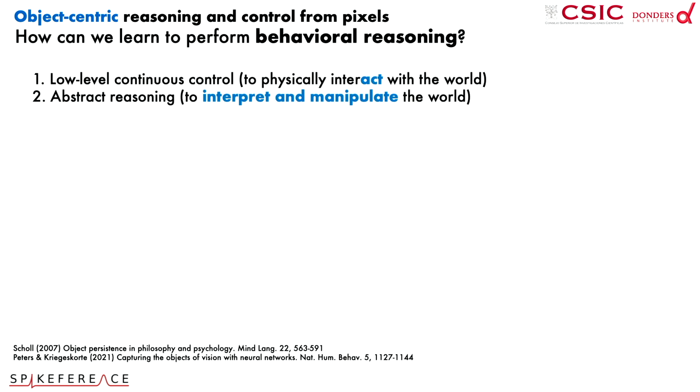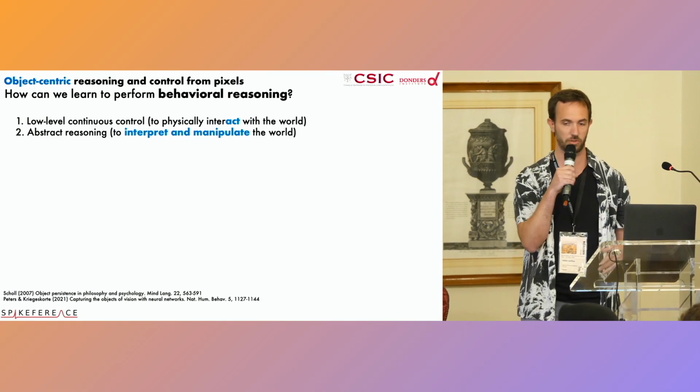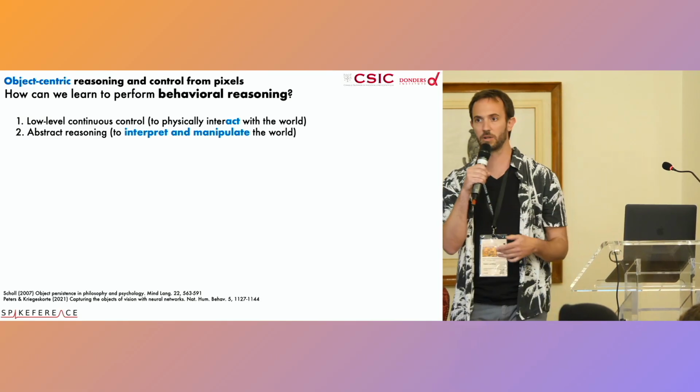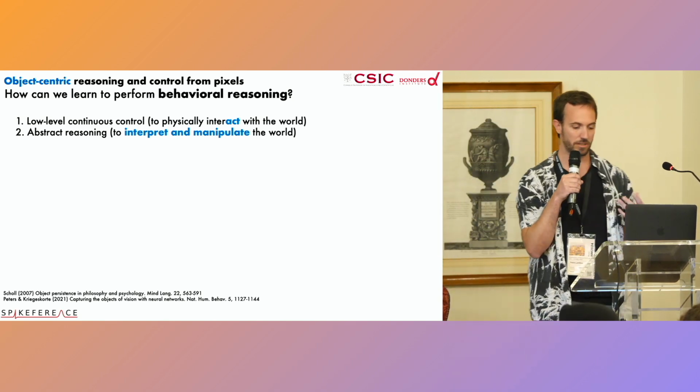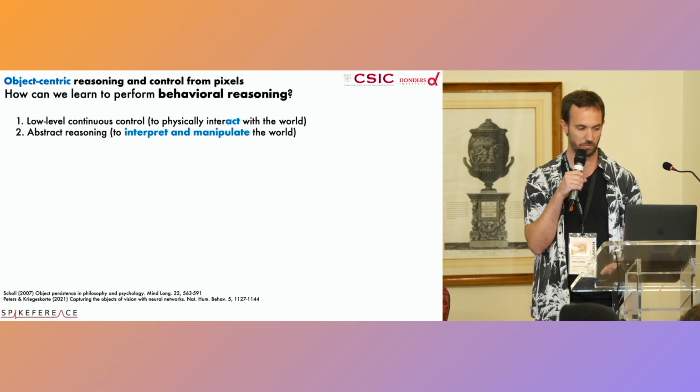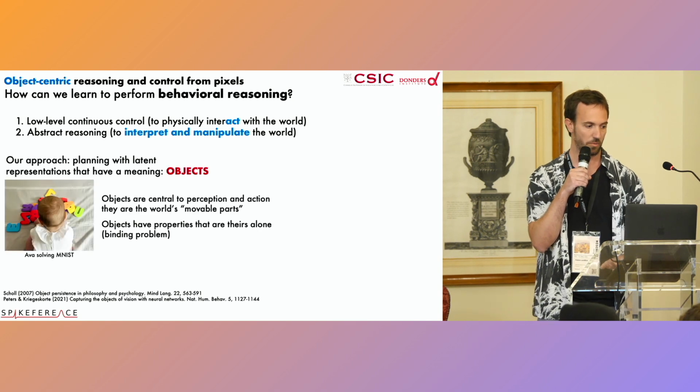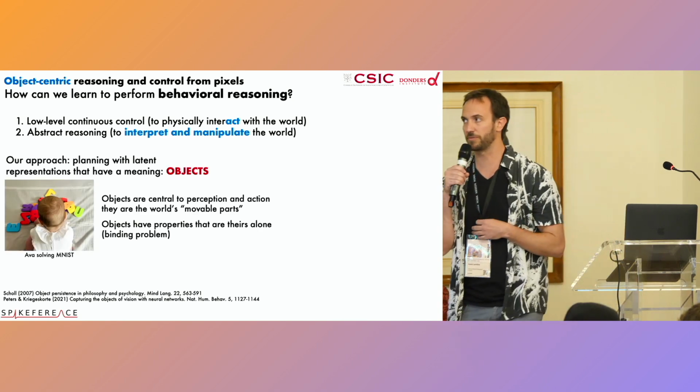And this has two parts. The first part is you need low-level continuous control, okay, to move your body, to physically interact with the world, but also you need abstract reasoning to interpret and manipulate the world mentally, okay? And how we can solve this problem with representation learning? Well, our approach is very straightforward.